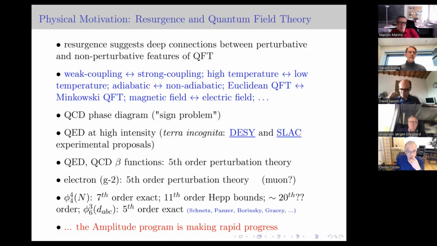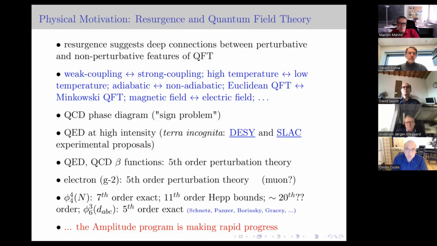QED, quantum electrodynamics, is very well understood at low intensity, but it's completely not understood at high intensity, either experimentally or theoretically. And it's complete terra incognita. And there are explicit proposals at DESY in Hamburg and SLAC at Stanford to probe this high-intensity regime, combining electron beams with very high-intensity lasers. And this is actually the problem that introduced me personally to Resurgence at first.